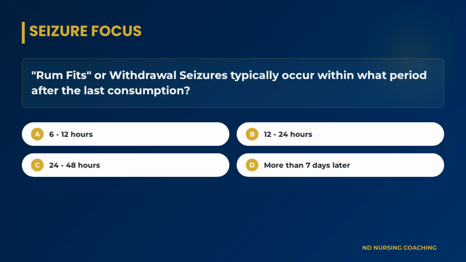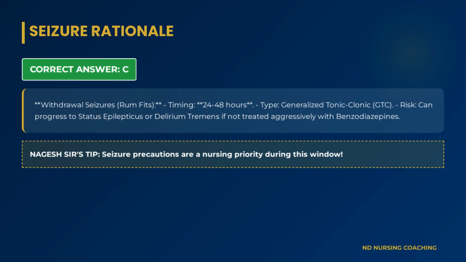Focusing on seizures. Rum fits or withdrawal seizures typically occur within what period after the last consumption? The correct answer is C, 24 to 48 hours. Withdrawal seizures are generally generalized tonic-clonic. Nursing priority during this 24 to 48 hour window includes seizure precautions and aggressive treatment with benzodiazepines.